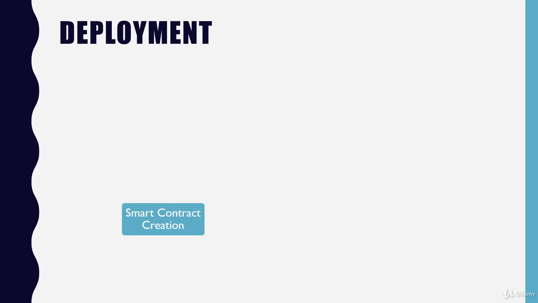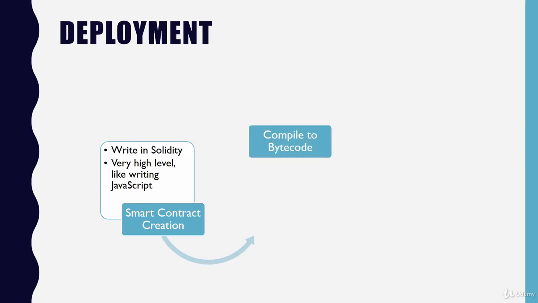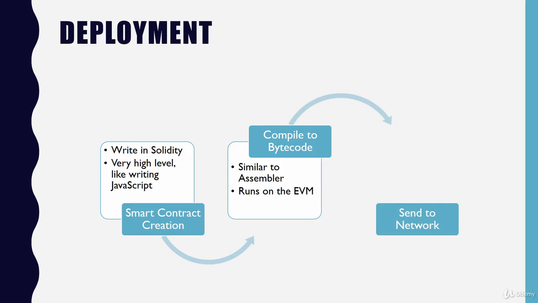How do we deploy such a contract? First of all, we need to create a contract. We need to write it. We write it in Solidity, which is very high level. It's like writing JavaScript code. Then this contract gets compiled to bytecode. It's similar to assembler, and it runs on the Ethereum Virtual Machine. Then we send this bytecode to the network. It's a transaction without a receiver and only containing the data. The network then will just deploy the contract and give it an address.